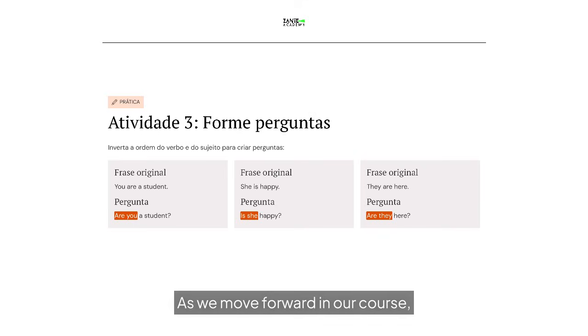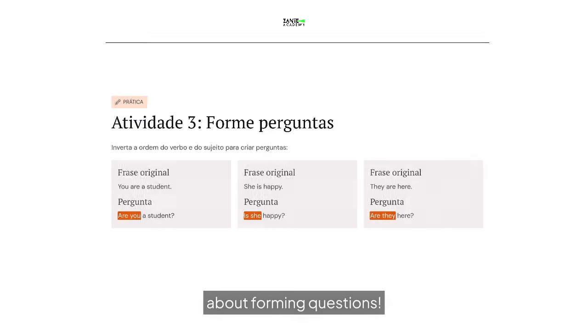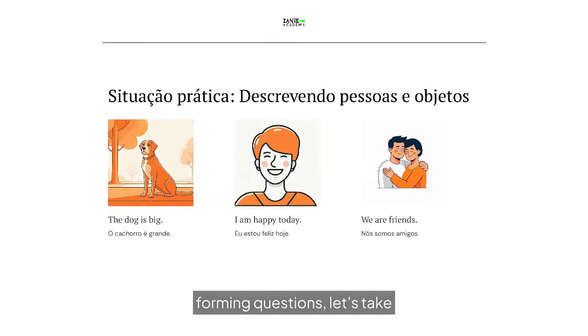As we move forward in our course, we will practice forming these questions in various contexts, allowing you to become more comfortable and confident in your conversations. So, let's dive into this activity and see how well you can apply what you've learned about forming questions. Now that we've practiced forming questions, let's take our understanding of the verb "to be" and apply it in a practical situation. Continuing our course, we'll focus on describing people and objects, which is a fundamental skill in everyday conversations.